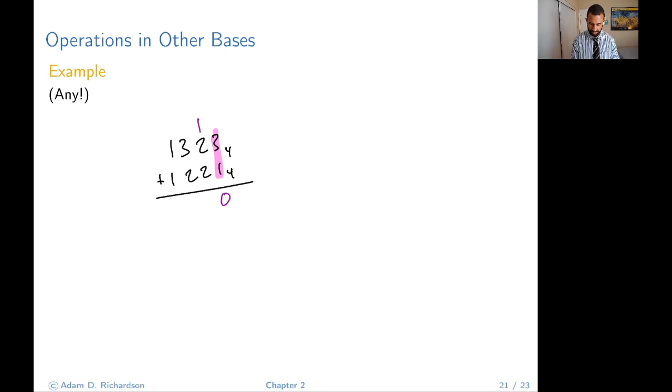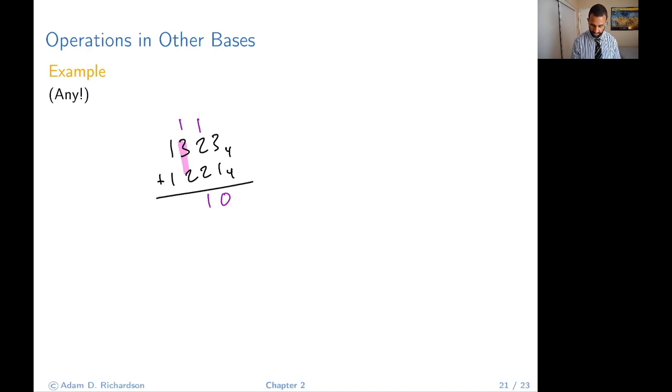Now, let's do this next operation. Here, we're going to be adding 2 plus 2 plus 1. That's 5, right? There's 5 objects there. How do you write 5 in base 4? 1, 1. There we go. Now let's do it again. Let's go on to the next column.